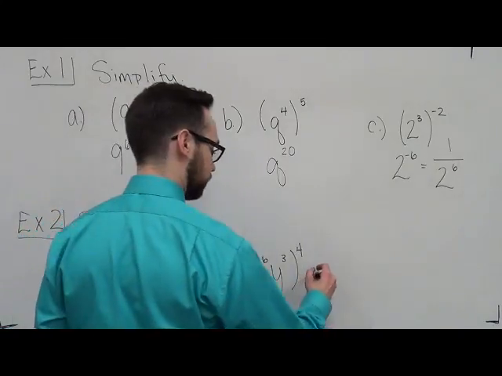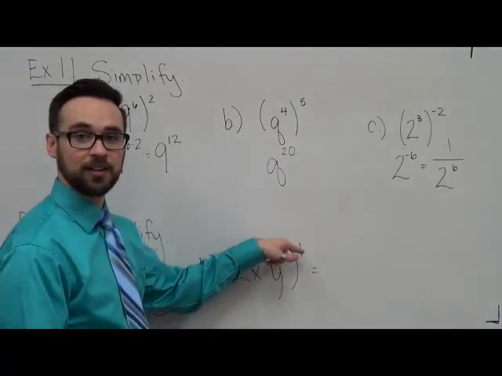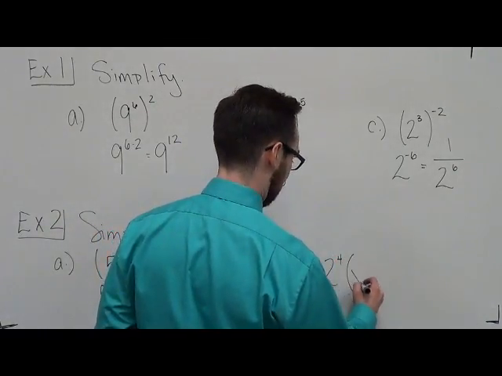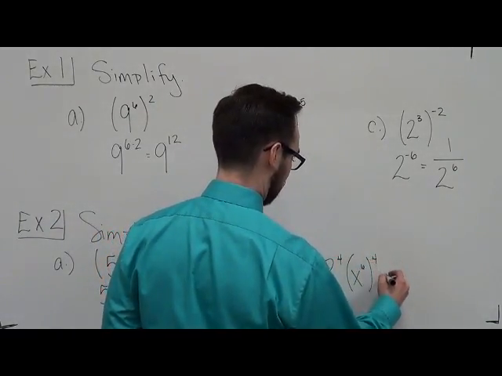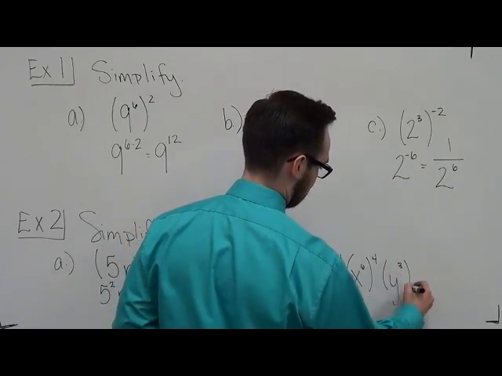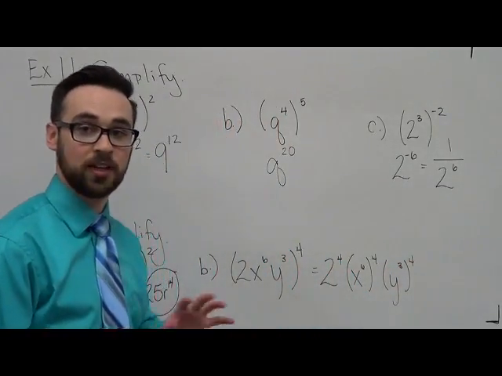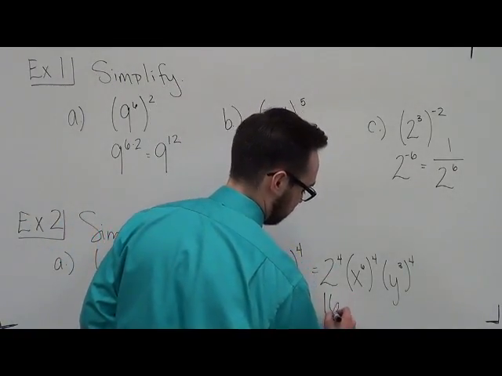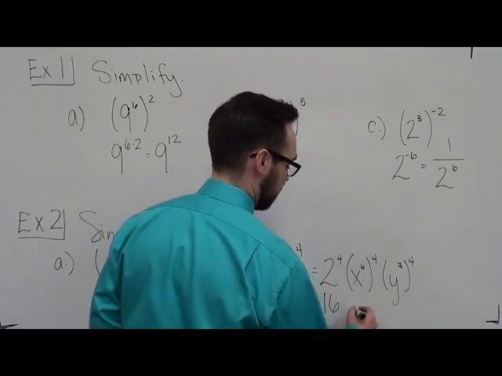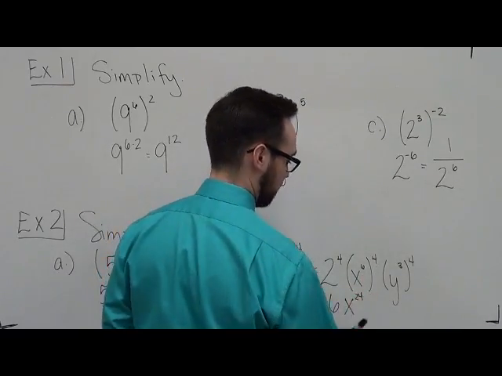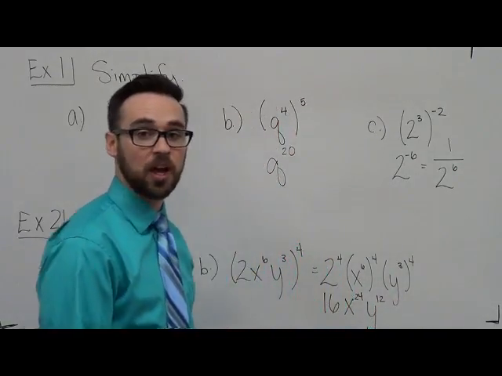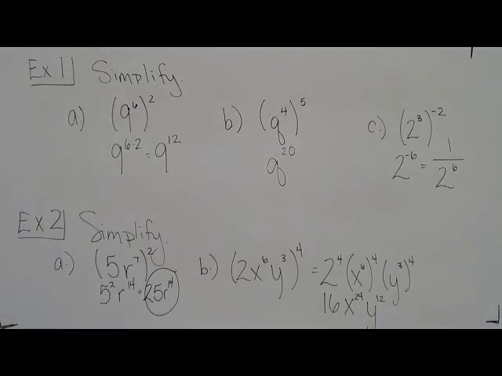So over here, this 4 gets distributed to everything. Okay, so we're going to have 2 to the 4th, then we're going to have x to the 6th to the 4th, and then y cubed to the 4th. So it gets carried out over everything. So 2 to the 4th is 16. X to the 6th to the 4th is x to the 24th, and y to the 3rd to the 4th is y to the 12th. And that's where it stops. There's no other ways to combine any of those things. That is all the further that we can take it.